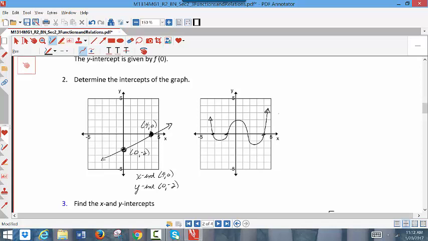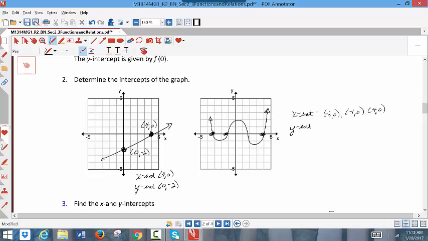Okay. And again, they ask the questions, what are your x-intercepts and your y-intercepts? Well, in this case, you have 1, 2, 3 points where you're crossing the x-axis. So you have 3 x-intercepts. You're going through the point -3, 0, the point -1, 0, and the point 4, 0. You have 3 x-intercepts.